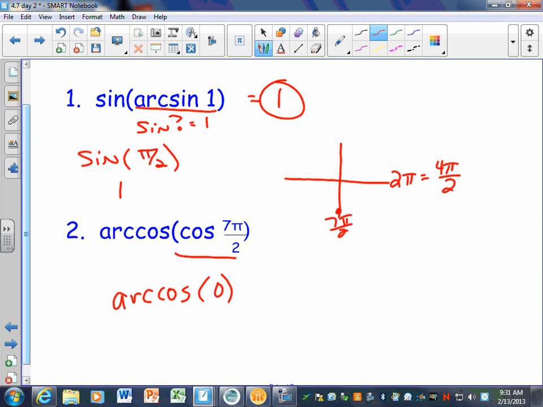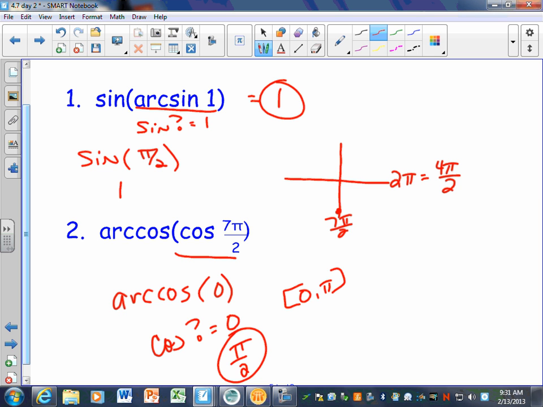Now can I find the arc cosine of 0? And this is where you're asking yourself, what angle has a cosine of 0? Or you could rewrite this as the cosine of what equals 0. You can't say 7 pi halves because 7 pi halves is not in that interval. Because for cosine, what is the interval you have to give your answers in? 0 to pi. So what is the only angle between 0 and pi that has a cosine of 0? Pi halves.